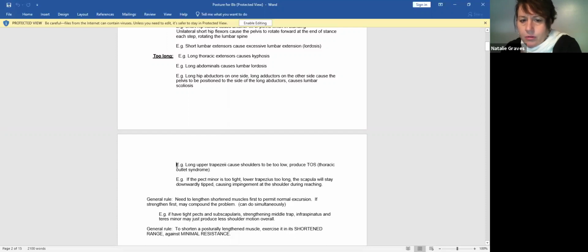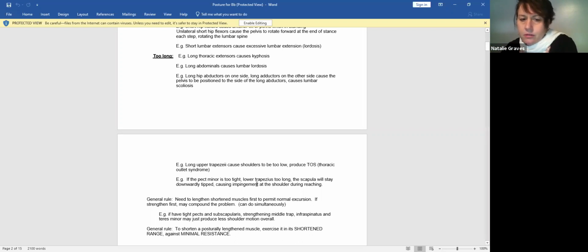If the upper traps are too long, that would mean that the shoulders, instead of looking box-like, would actually show some depression because the muscles are too long. Remember, the upper traps elevate the shoulder girdle, so if they are too long, the shoulders will sit a little bit lower, and this can put pressure through the thoracic outlet area and produce thoracic outlet syndrome.